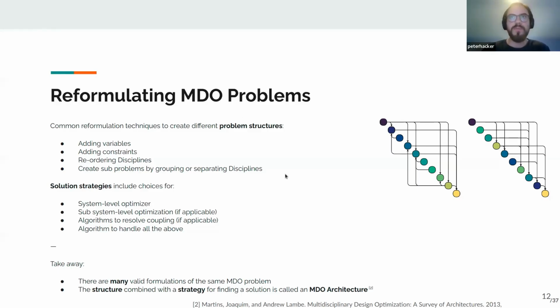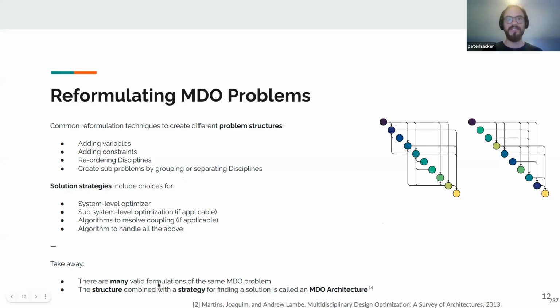Okay, yeah, so that's creating problem structures. Obviously a lot you can do there. And then solution strategies. So how do you actually solve those problem structures? There are different choices for picking a system level optimizer and subsystem level optimization, depending on what your structure looks like. You may or may not have sub-optimization problems to run. Then the algorithms to resolve coupling, as we said earlier, not all problems will have coupled disciplines, but they often do. But yeah, there are choices on how to resolve those. And then finally, the algorithm to handle everything above. So I guess even the software implementation of the problem, iterating through the different optimization sub-problems, et cetera. So all of those are different choices for solution strategies.